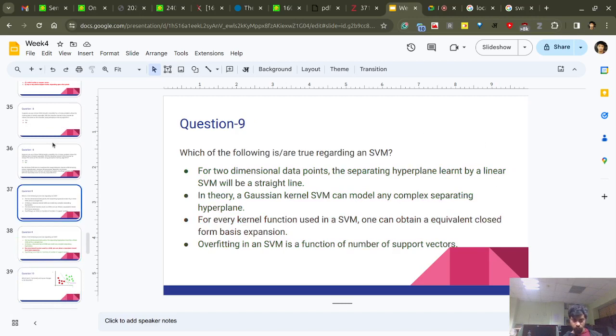Then another thing is that overfitting in an SVM is a function of the number of support vectors. So what this says is that in a support vector machine, if we increase the number of support vectors, overfitting might also increase, or maybe the opposite, overfitting might decrease. Is there a relation between that? Is there any relationship?